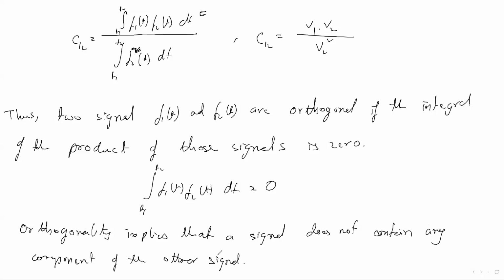From the vector concept we try to implement it in signals. If two signals are perpendicular, or you can say the integration of the product of two signals is 0, then the signals are orthogonal. In a different way we can say, if two signals are orthogonal, we cannot find any component of one signal in the other signal. Okay, so over.